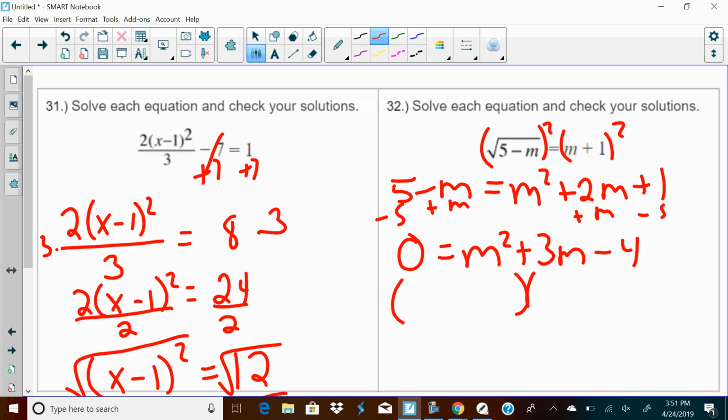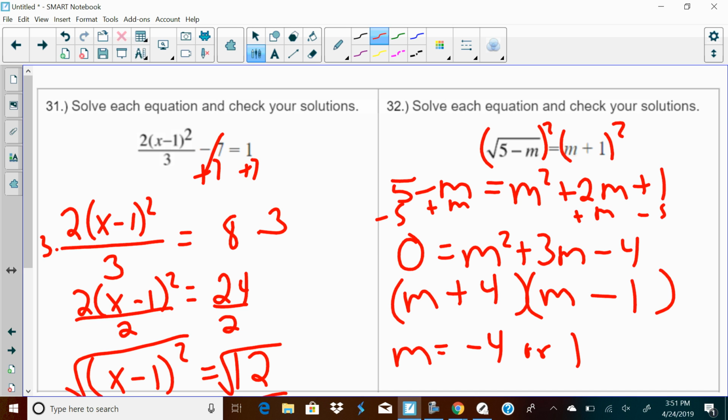So I factored it and ended with m plus 4, m minus 1. So I got m equals -4 or 1. So when I plug them back in, 5 minus -4 is 9. The square root of 9 is 3. But -4 plus 1 is -3. So -4 is extraneous. So the answer is just m equals 1.